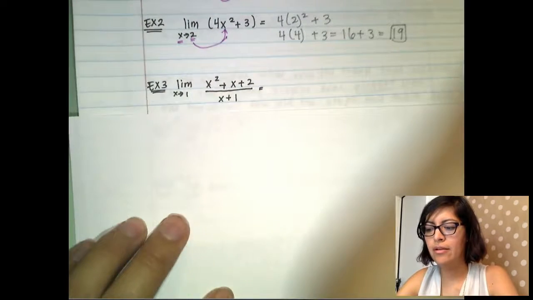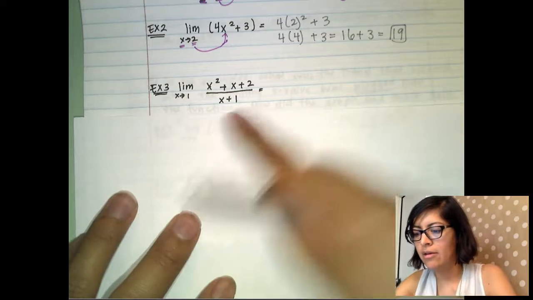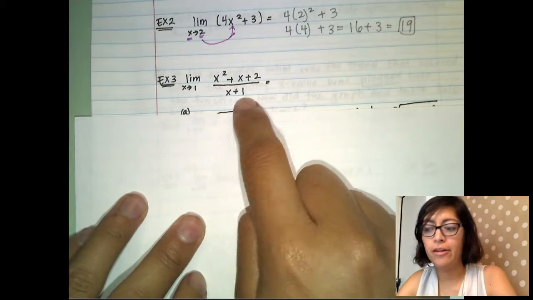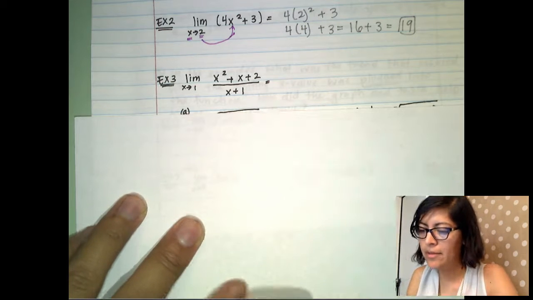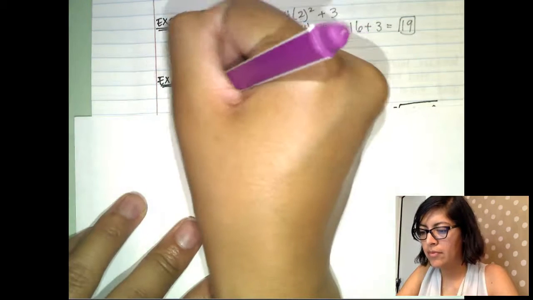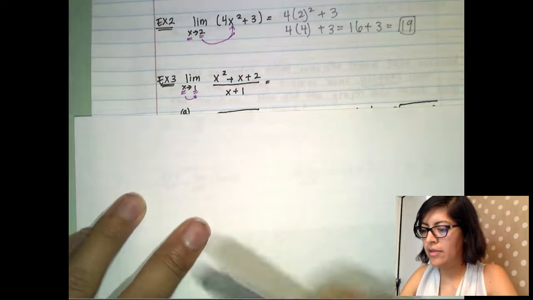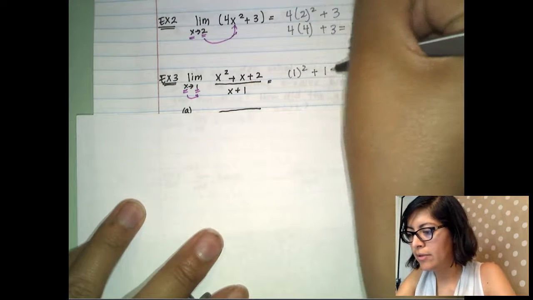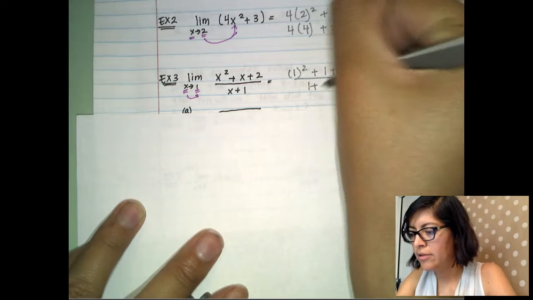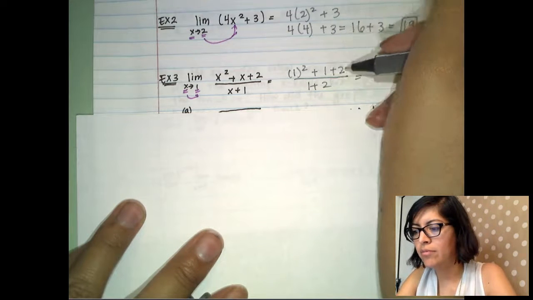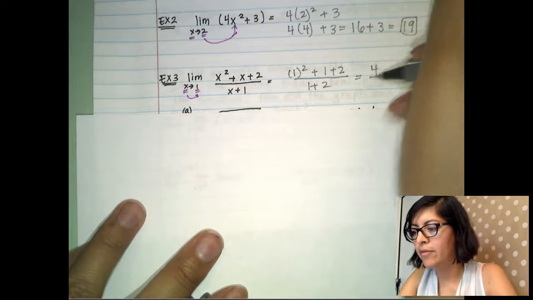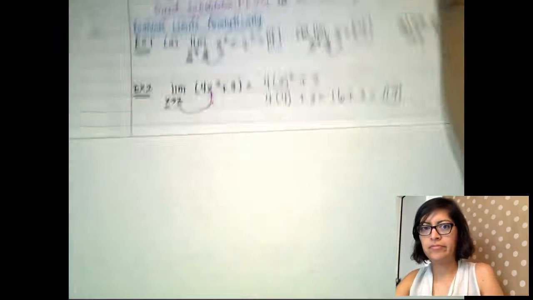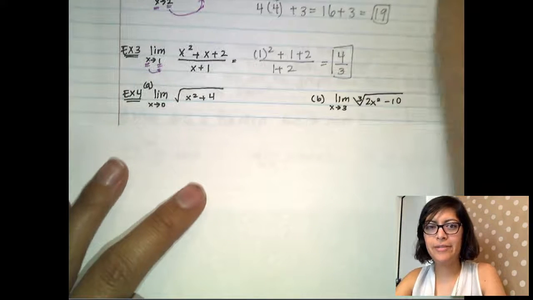Let's look at this one. Oh, this one has a denominator, which we have to be careful for. This denominator cannot be equal to 0. So let's see what happens when x is equal to 1. So when x equals 1, let's plug in 1. So it's going to be 1 squared plus 1 plus 2 over 1 plus 2. Well, this is 1 plus 2 plus another 2, which is 4, over 1 plus 2, which is 3. So 4/3. Pretty simple, right?